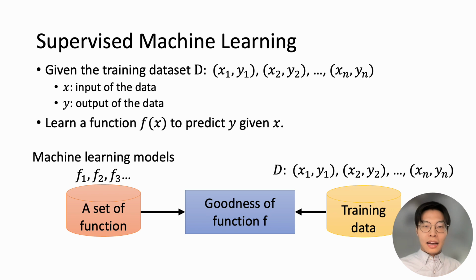The idea is that we can use the training dataset to evaluate the goodness of each function f, and then we can find which function is the best function to map input to output generally. We will finally use the best function as the supervised machine learning model.